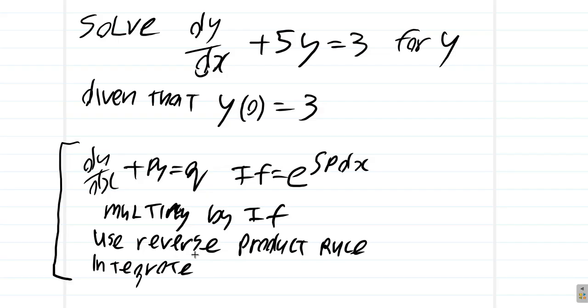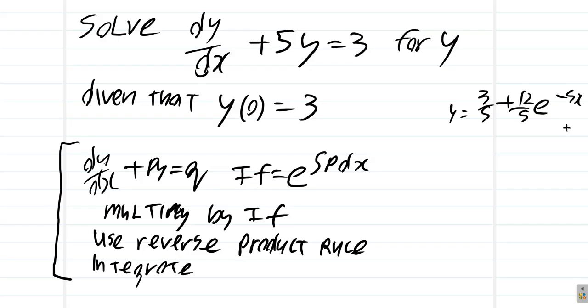All right, so I want you to write this down, go ahead and work it out. Now, I worked it out before. What I got was y equal 3/5 plus 12 over 5 e to the negative 5x. That's what I got. So, provided I didn't make any mistake, you should get the same thing if you work it out correctly. So go ahead.